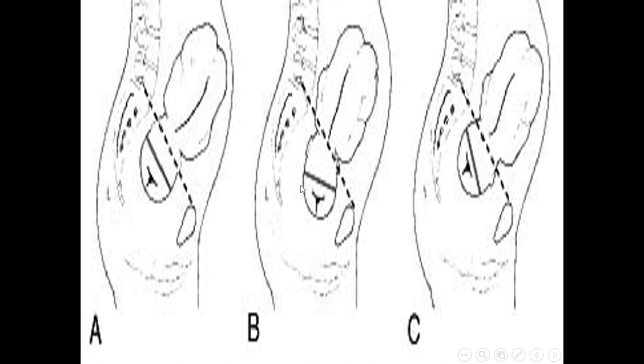The asynclitic head is either anterior asynclitism, flexion over the anterior shoulder, or posterior asynclitism, flexion over the posterior shoulder. In anterior asynclitism, the posterior parietal bone will be lower than the anterior parietal bone, so it is also called posterior parietal presentation. In posterior asynclitism, the fetal head is flexed over the posterior shoulder, so the anterior parietal bone is lower than the posterior parietal bone, so it is posterior asynclitism or anterior parietal presentation.